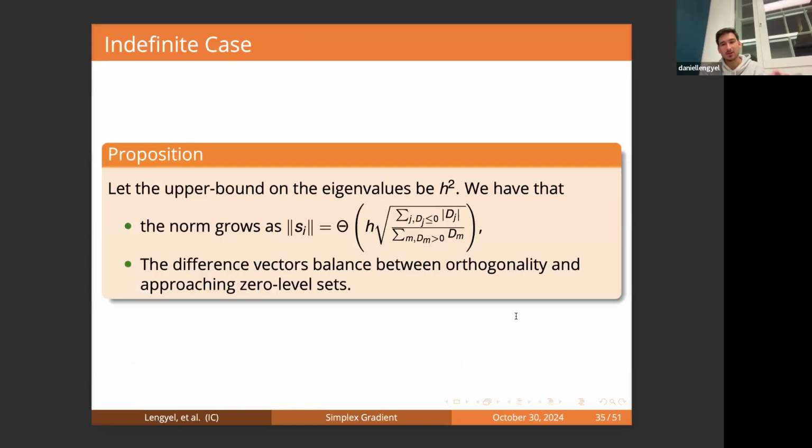Now we have our theoretical results that actually also justify this. They say that our sample set is going to scale with h, which is the bound that we gave it. So the larger h is, the larger the sample set is going to become, which means that the smaller the radius is going to become, and also obviously the approximation error is going to go down, or will be adjusted according to it. And then the difference vectors balance between orthogonality and being aligned with the zero set lines. So we can prove this also analytically, that this is actually the behavior that you will see.